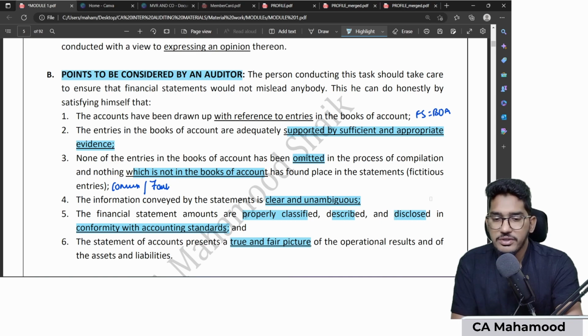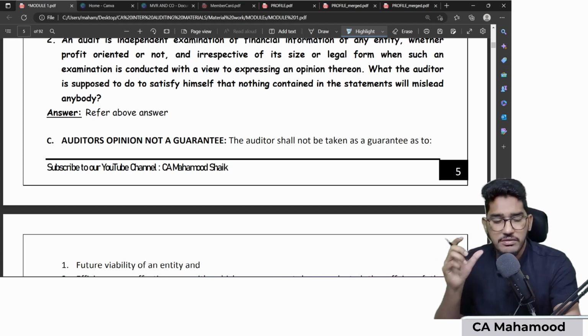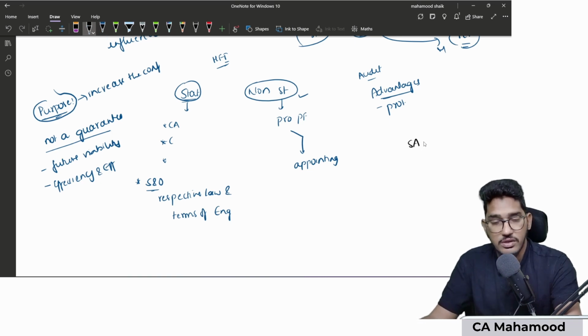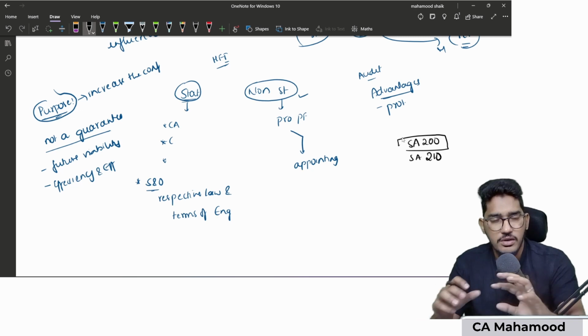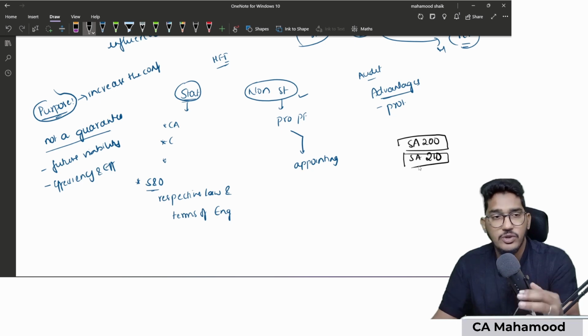Now let us proceed further with the remaining concepts from this first chapter. The next chapter, and in fact whatever we are going to discuss in this chapter, nature, objective and scope of audit, the entire source for this chapter is two standards actually, SA 200 and SA 210. SA 200 is the standard from which the majority of the chapter has been taken. At the end of this chapter, there will be a few questions regarding engagement letter, etc. Those are actually taken from SA 210.